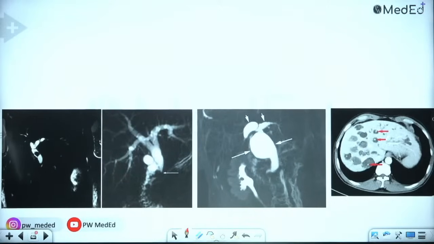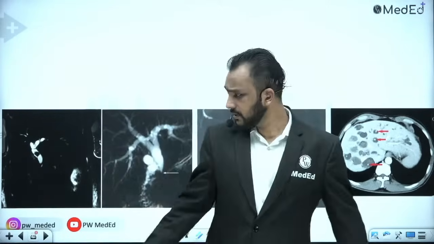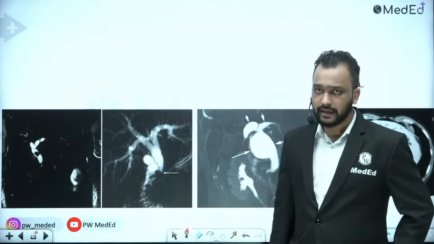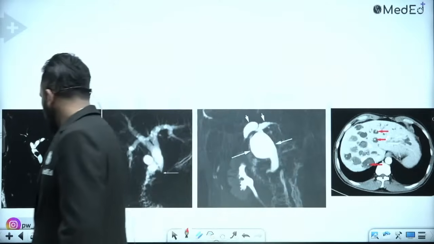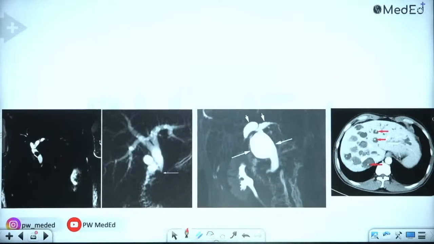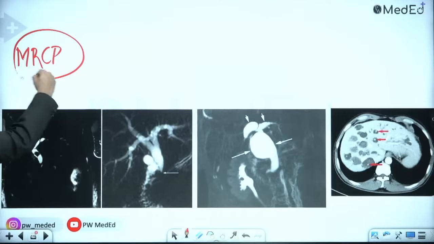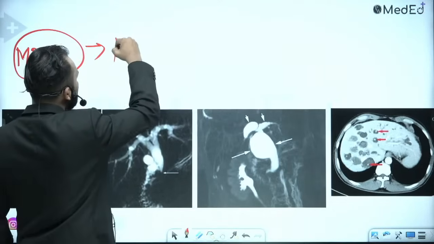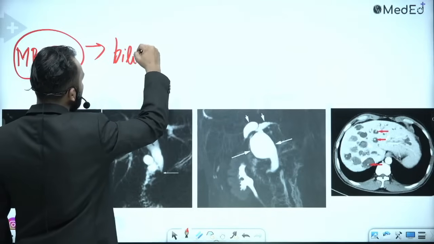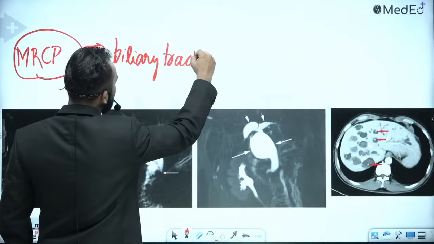So what is the investigation? Come on guys, what is the investigation that is being shown in this image? Anyone? These are your MRCP images, magnetic resonance cholangiopancreatography. These are used for seeing your biliary tract. And what are we able to see?